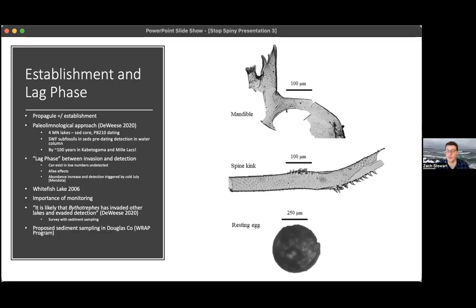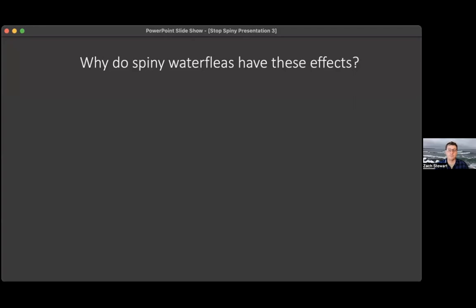So I'll be doing some sediment sampling with our Douglas County Water Resources and AIS program soon, and I encourage folks to get in touch if they're interested in those results or want to participate in their area.